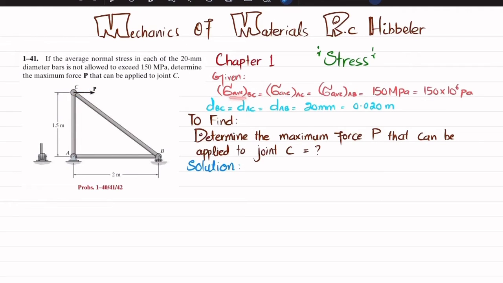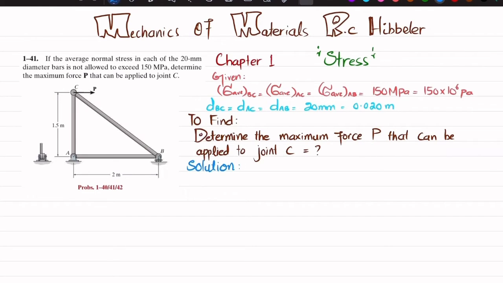Average normal stress in each of the bars should not exceed 150 megapascal, that is 150 into 10 raised to the power 6 Pascal, and the diameter of each rod AB, BC and CA is 20 millimeter, that is 0.020 meter, and we have to find the maximum force P at joint C. So let's start with the solution.